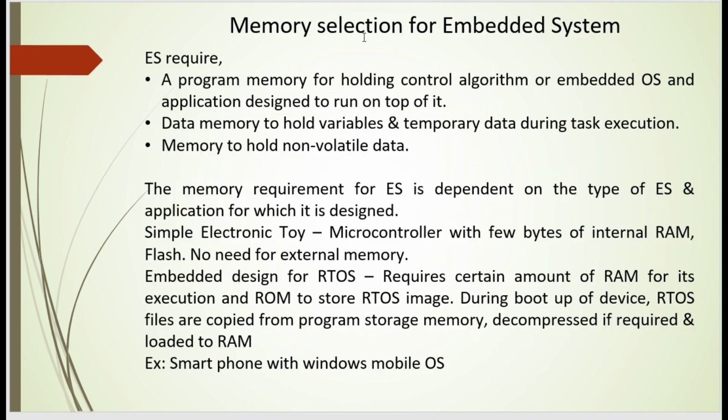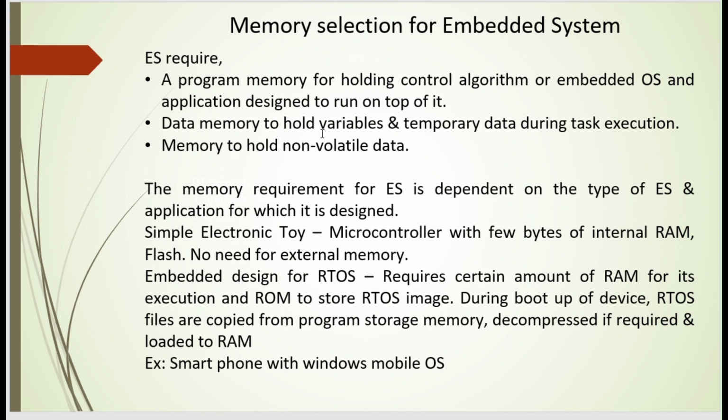Next is memory selection for embedded system. Embedded system requires a program memory as well as the data memory. Program memory is required for holding control algorithms or embedded operating system, whereas data memory is required to hold variables and temporary data. So the memory requirement for embedded system is dependent on the type of the embedded system and application for which it is designed.